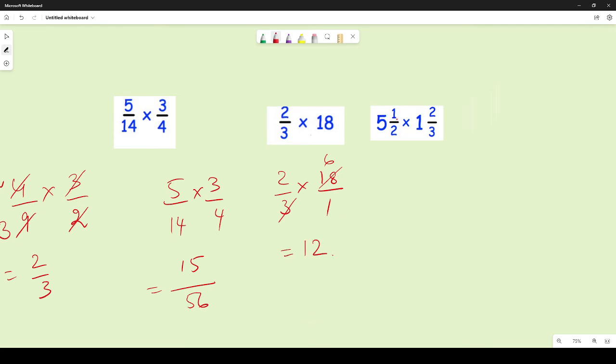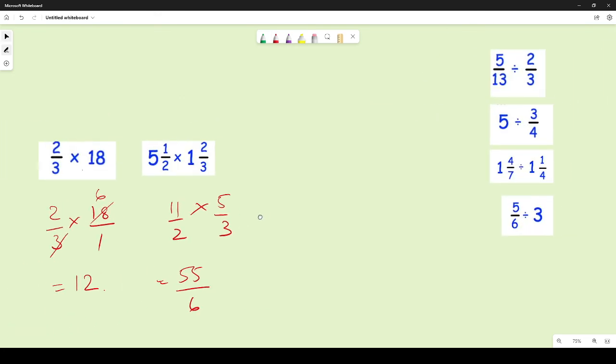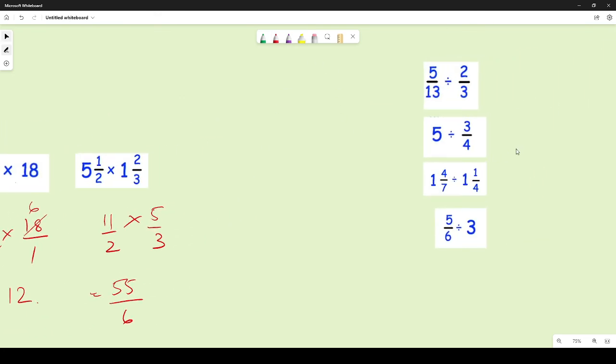Now what about this? This is a mixed number. So a mixed number, we will first change it into an improper fraction. So this becomes 11 by 2 into 5 by 3, right? So again, we do not have anything that can be cancelled with a numerator and a denominator. So we simply multiply it and we have the answer as 55 by 6. So that is how you take up the multiplication. Now let us come to division.